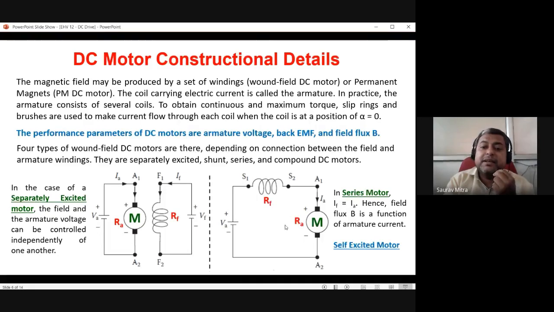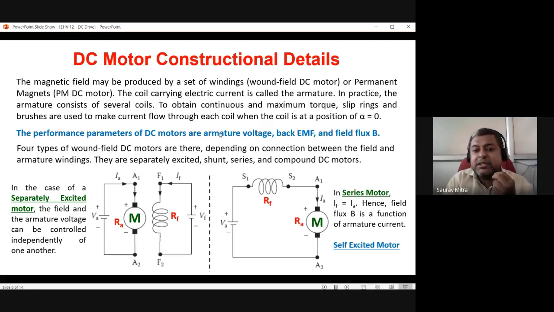That means in the armature conductor there will be created a reverse voltage which is called EB, or back EMF, and I'll tell you that EB is actually what makes the motor rotate. So back EMF is the main cause for which the motor is rotating. Okay, and field flux.